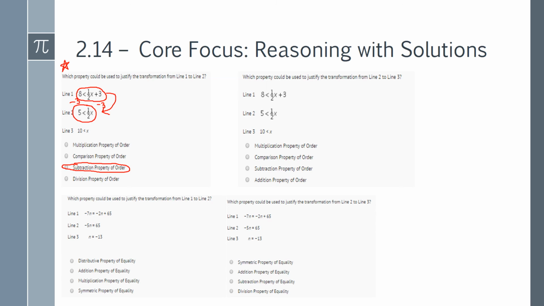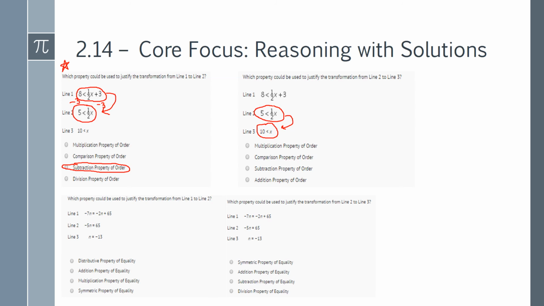All right, looking at the top right, which property could be used to justify from line 2 to line 3? So ask yourself, what happened? So I notice going from here to here, my half disappeared, and the left side is plus 5, or double.